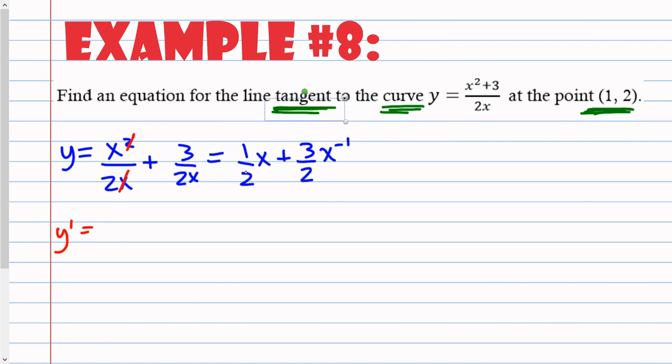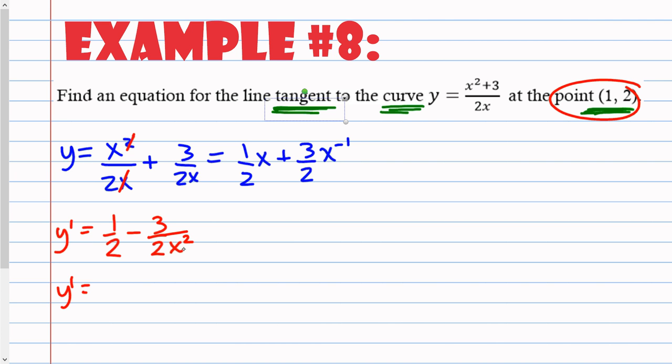Okay, so derive it. So 1/2 x is 1/2. 3/2 x to negative 1. So I multiply by that negative 1, so I get negative 3/2. And then x to the negative 2. Right? But x to the negative 2 basically means that it's down here, and it's just squared. So there is my slope, but I need to actually figure out what the slope is. So that's where these numbers come in. I'm going to use my point to actually determine the actual value of the slope.